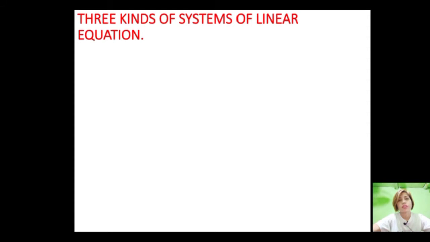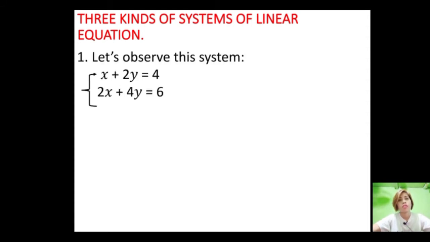So, there are 3 kinds of systems of linear equation. So, isa-isahin po natin. First one, let's first observe the system. So, the first equation is x plus 2y equals 4. And then the second equation is 2x plus 4y is equal to 6. So, let us try multiplying a certain number to the first equation. Tingnan natin kung magkapareha siya sa may second equation.